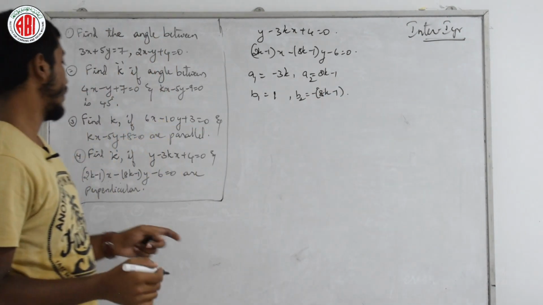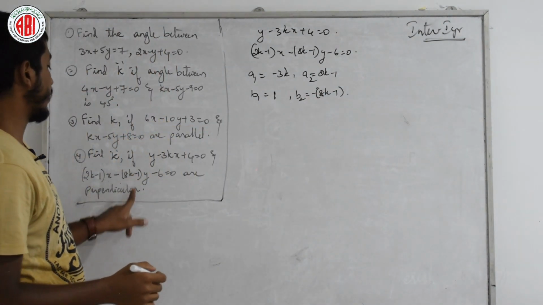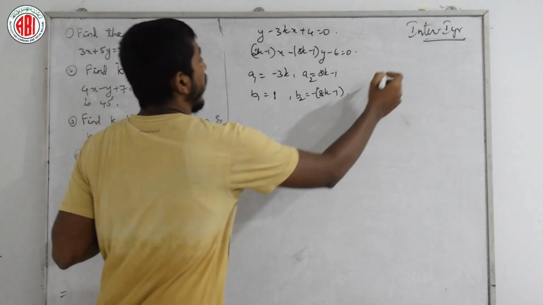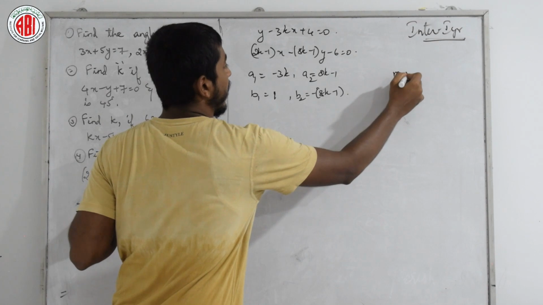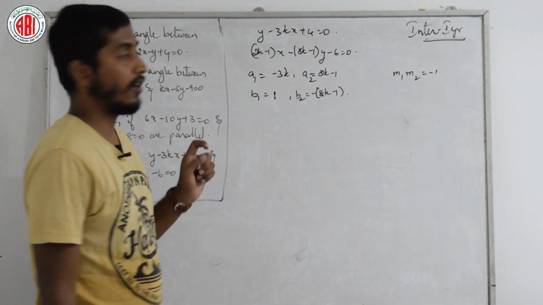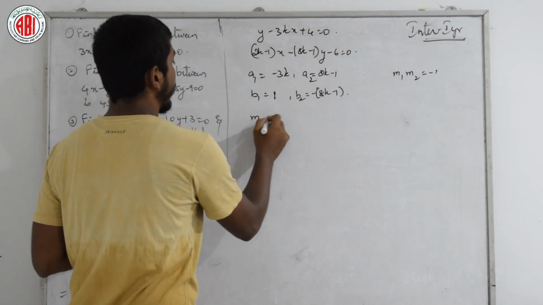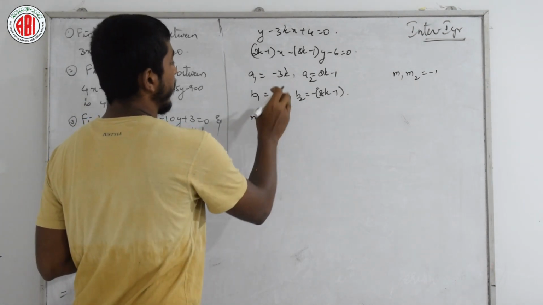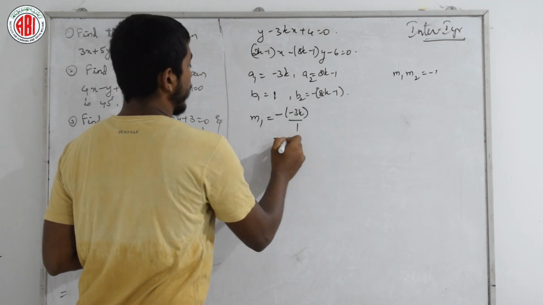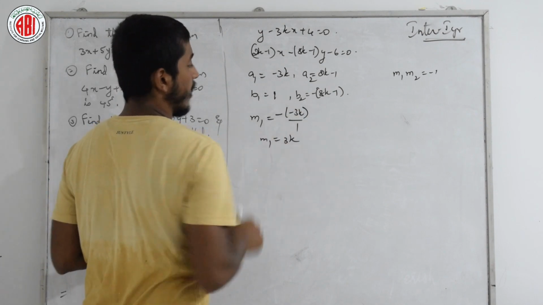See here, they clearly mentioned that these both equations are perpendicular. What is the condition for perpendicular? If two lines are perpendicular, then m1 m2 is equal to minus 1. So here we have to find the value of m1. That is, slope m1 is minus x coefficient by y coefficient, that is minus of minus 3k by 1, which is 3k. This is our m1.